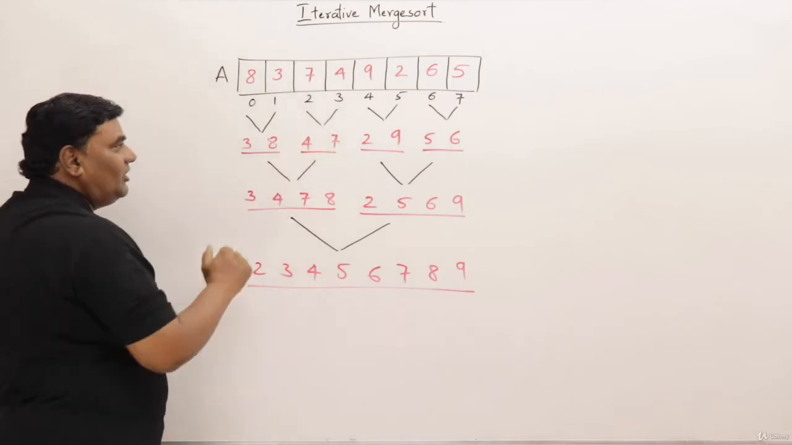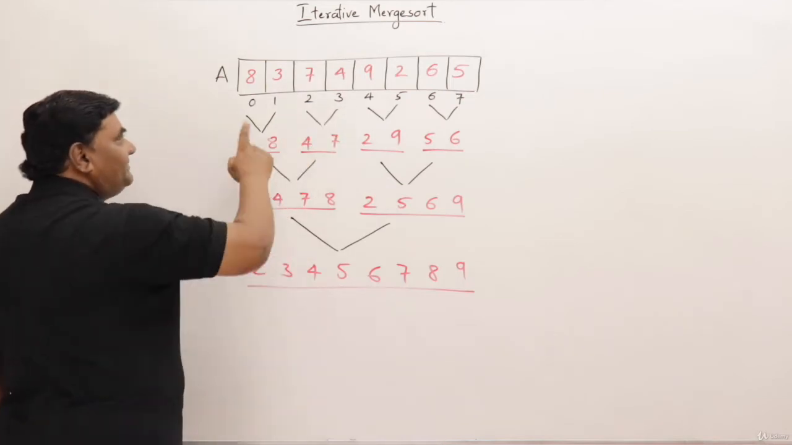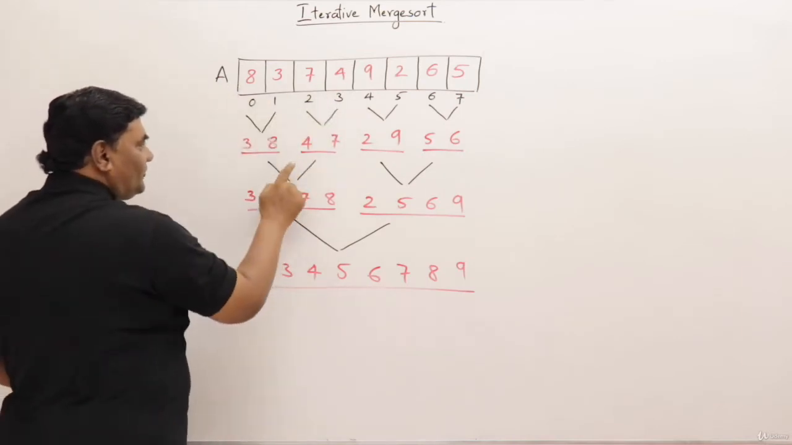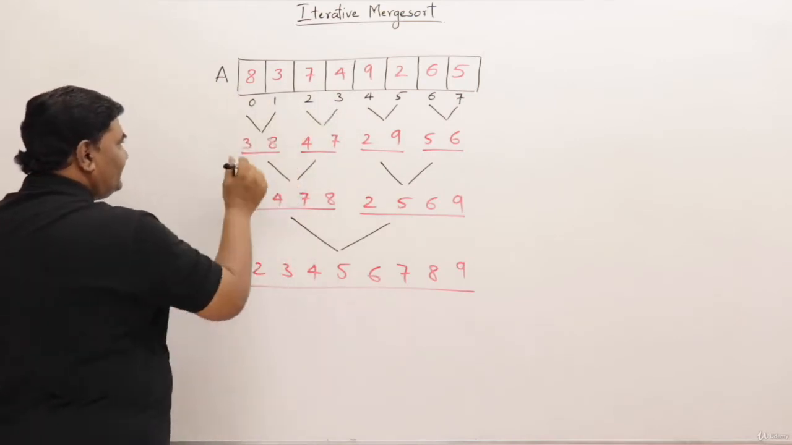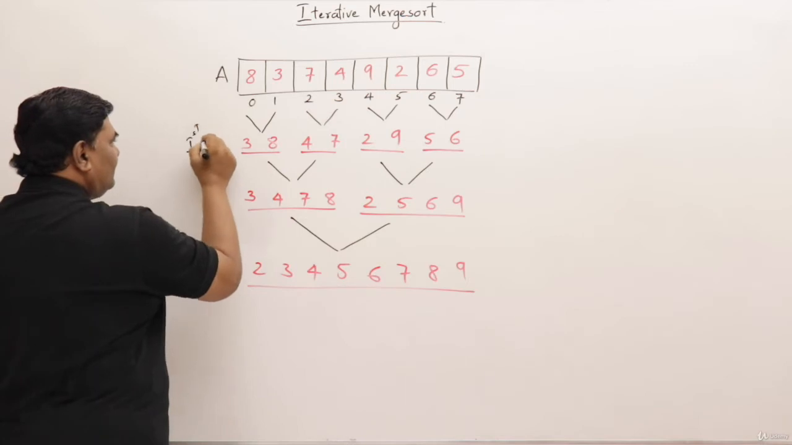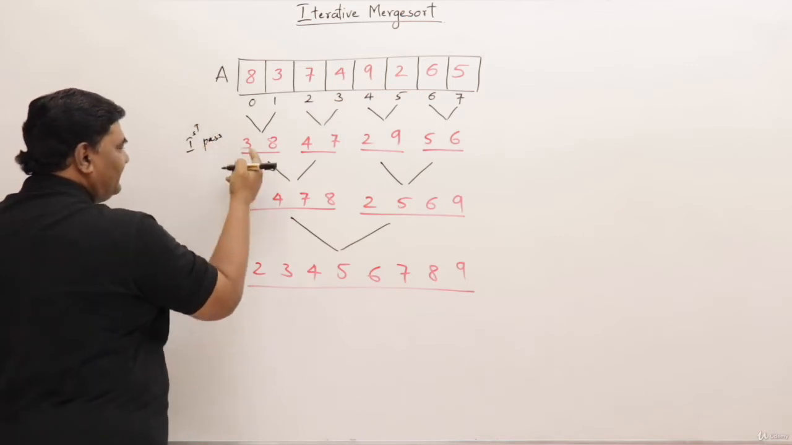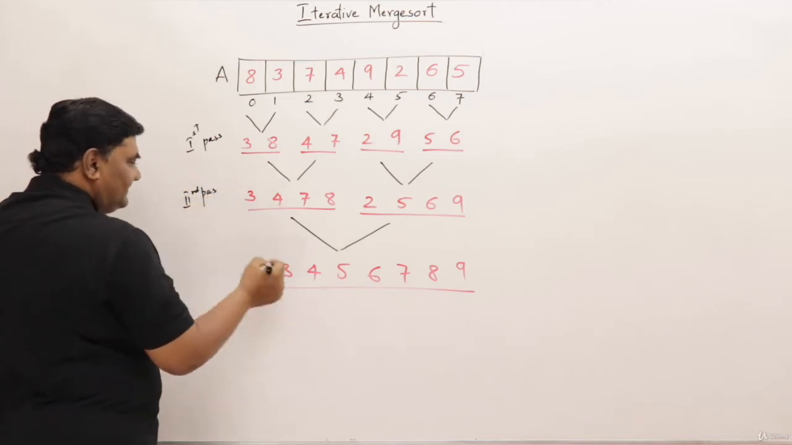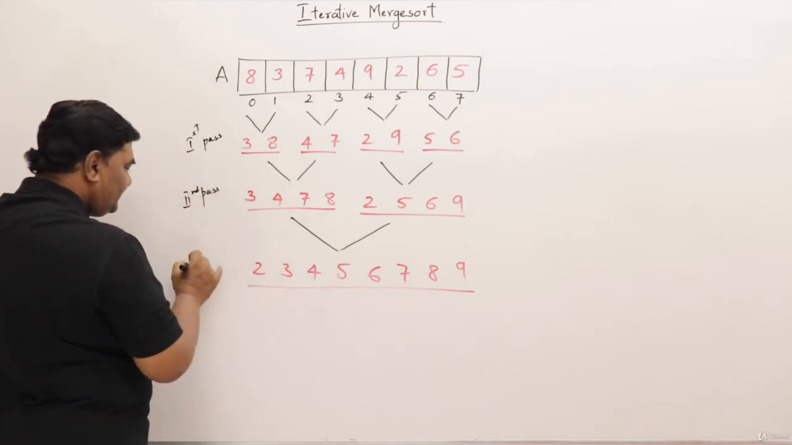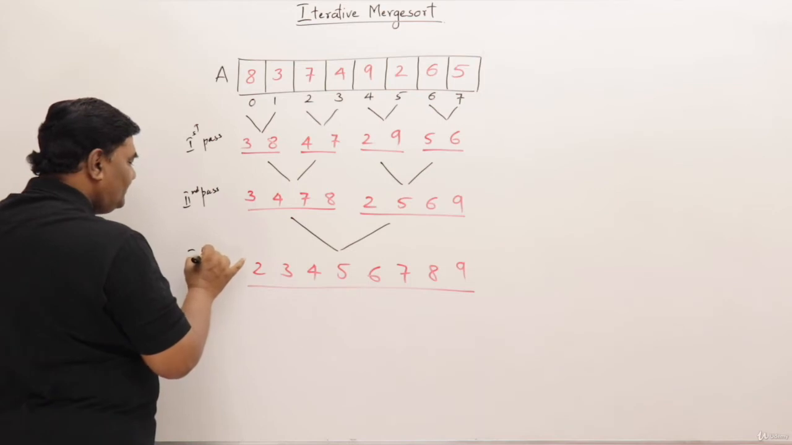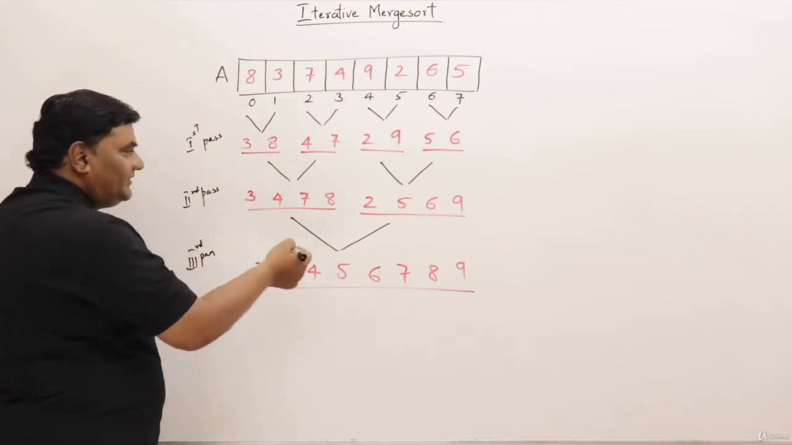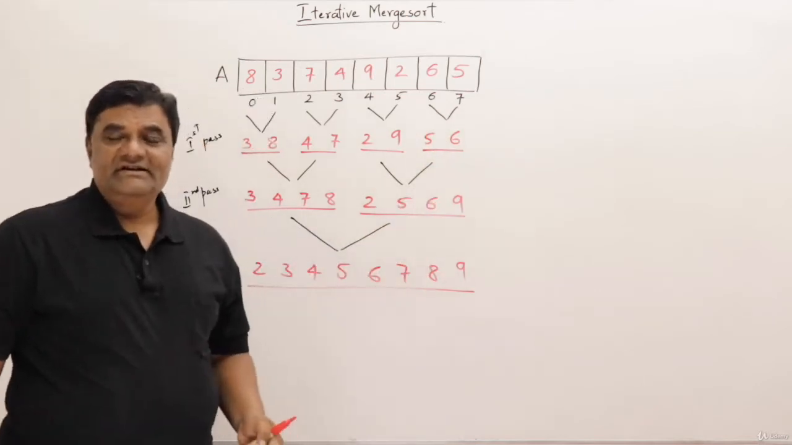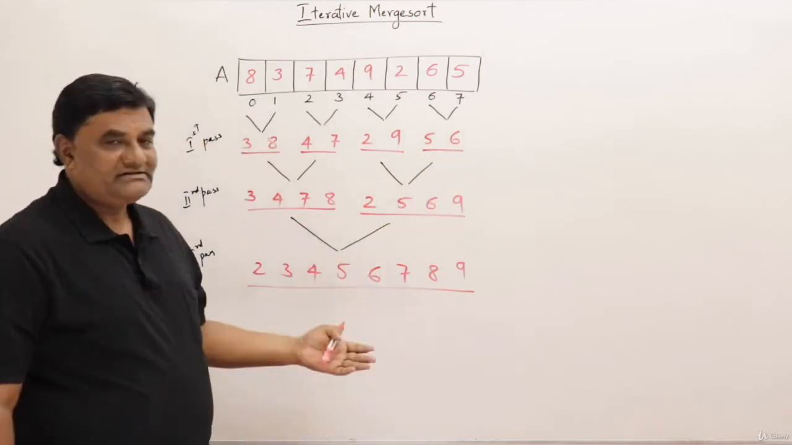For 8 elements, how many passes have we performed? Pass means we have gone through the entire list at once. So this we have gone through and we got this result. So this is the first pass, the result of the first pass. Then this is the result of the second pass. Then this is the result of the third pass. So we have performed only 3 passes and we got the result. Total 8 elements were there, and for that we have performed 3 passes.